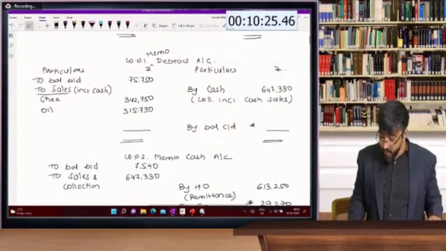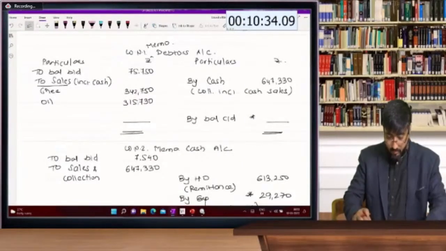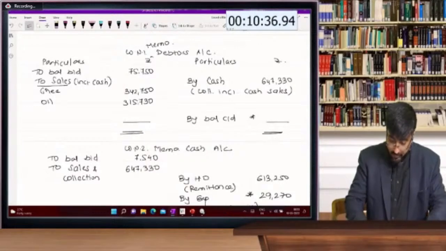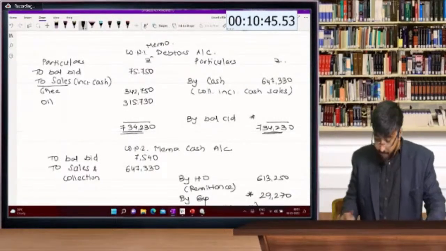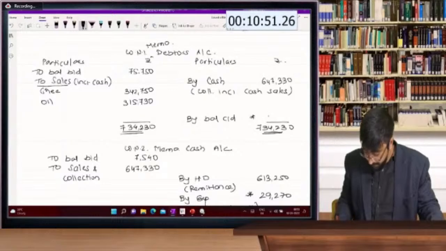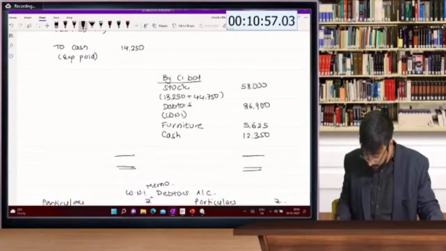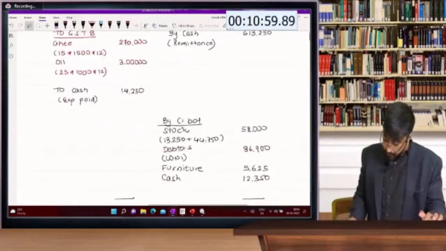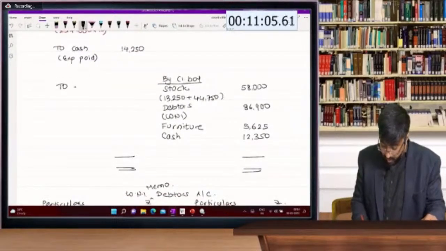What is important is stock and debtors method. 75.75 plus 342.75 plus 315.73, 734,230 minus 647.33, 86,900. Now this 86,900 you are going to write over here. 86,900. Now close this balance, red pen to commission.